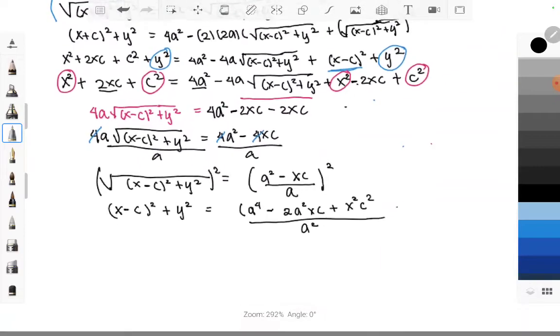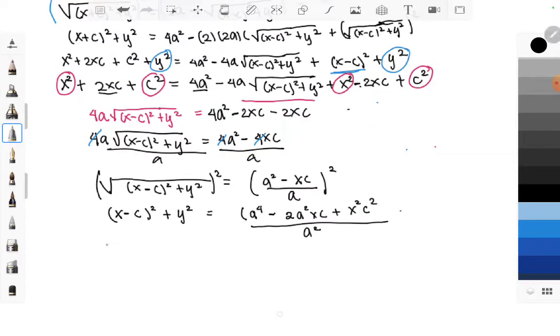And also in this equation I will have x squared minus 2xc plus c squared plus y squared, in which I will have a squared, because a raised to 4 divided by a squared is a squared, minus 2a squared xc divided by a squared is 2xc, plus x squared c squared all over a squared. So notice that we can cancel out our xc.